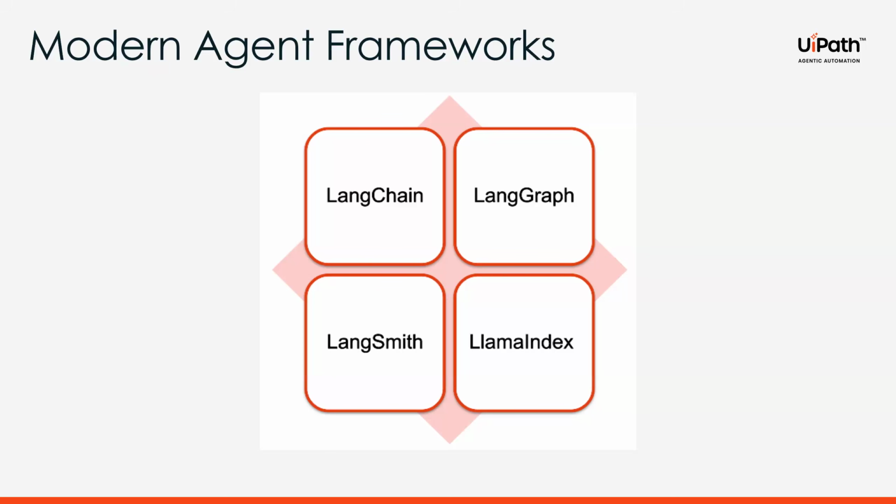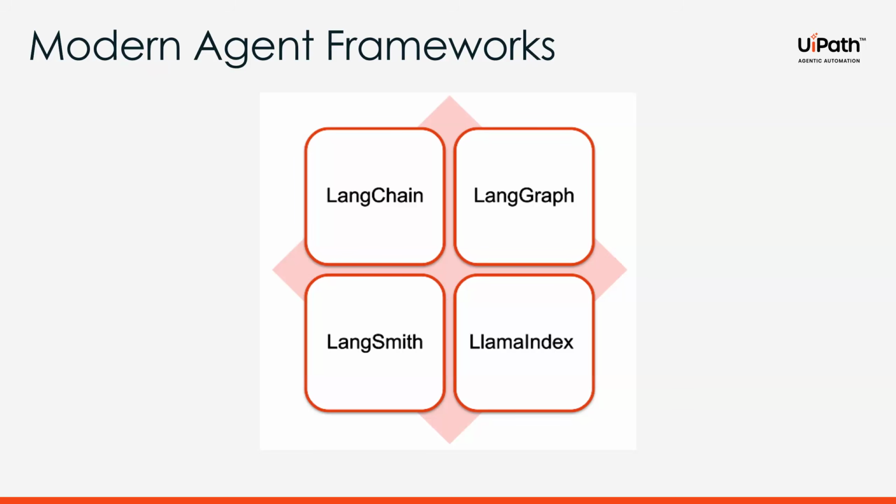Now we'll see about agentic frameworks. Agentic frameworks are like tools or libraries which help to build AI agents. Modern agentic frameworks like LangChain, LangGraph, LangSmith, and Llama Index are widely used in UiPath coded agents due to their complementary strengths in building, managing, and deploying AI agents. Let's see about each framework in detail.